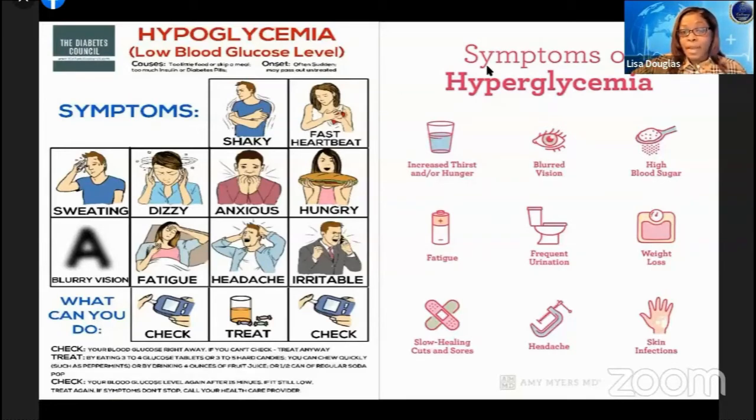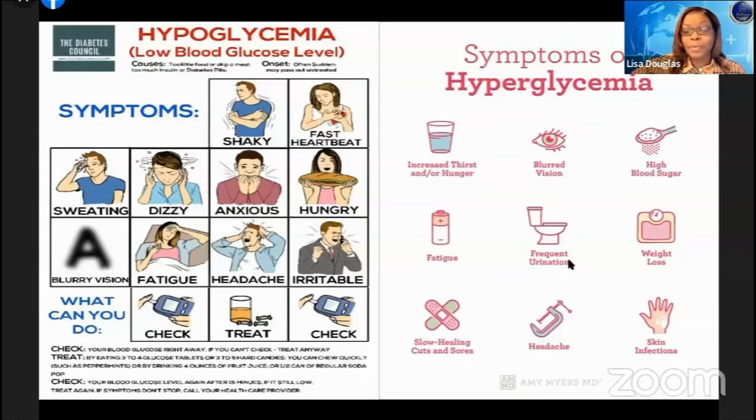The symptoms of hyperglycemia: increased thirst, hunger as well, fatigue. They go to the bathroom and frequently urinate. And that's a big difference between the person that is hyper and the person that is hypo.